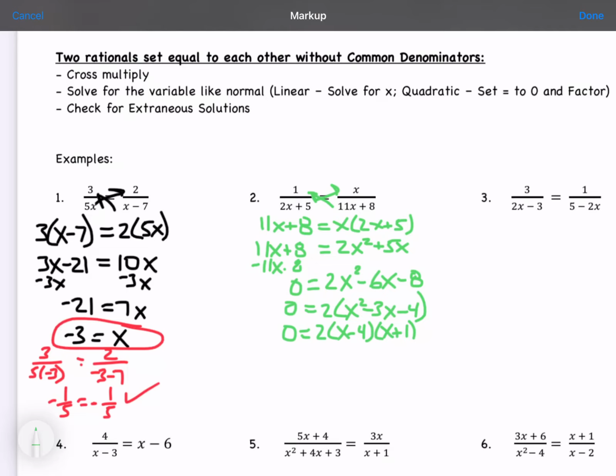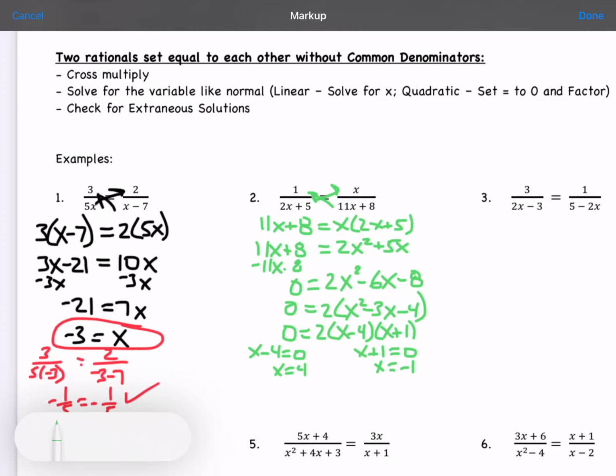And so now how would I solve for x? Set both of the factors equal to 0. Do I need to worry about this 2 at all? No. Because we could divide both sides by 2 and it would be gone. So we're just going to set x minus 4 equal to 0 and x plus 1 equal to 0. And so our two answers would be 4 and negative 1.